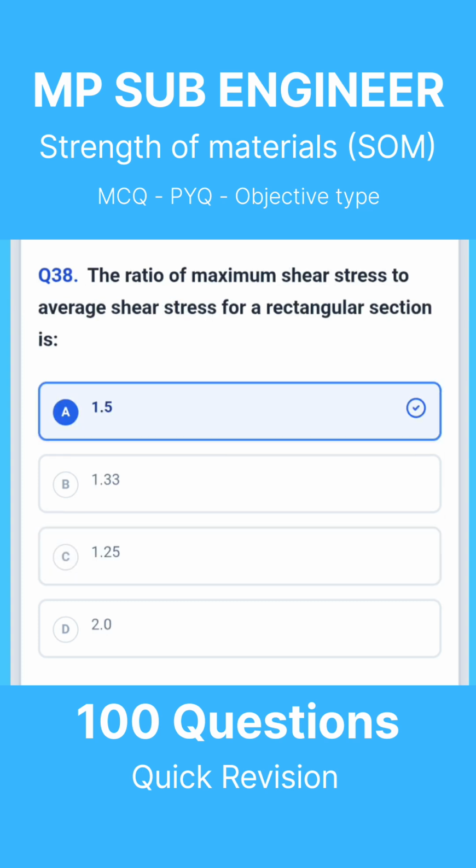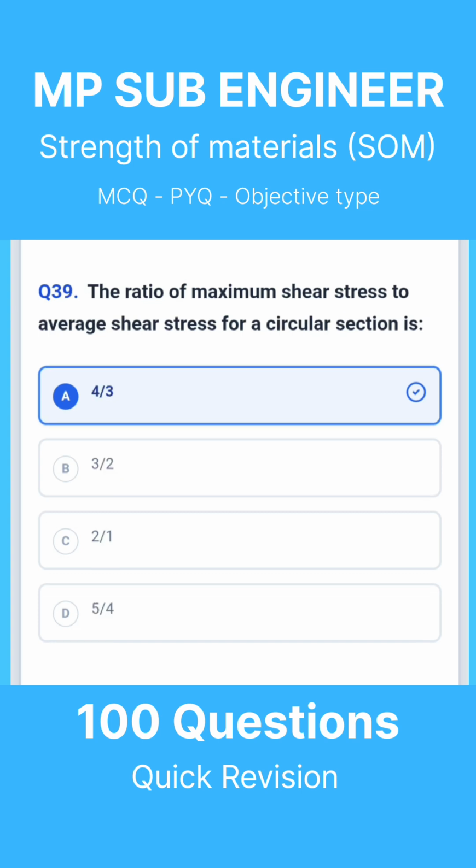Question 38. The ratio of maximum shear stress to average shear stress for a rectangular section is. The correct answer is 1.5. Question 39. The ratio of maximum shear stress to average shear stress for a circular section is. The correct answer is 4 divided by 3.